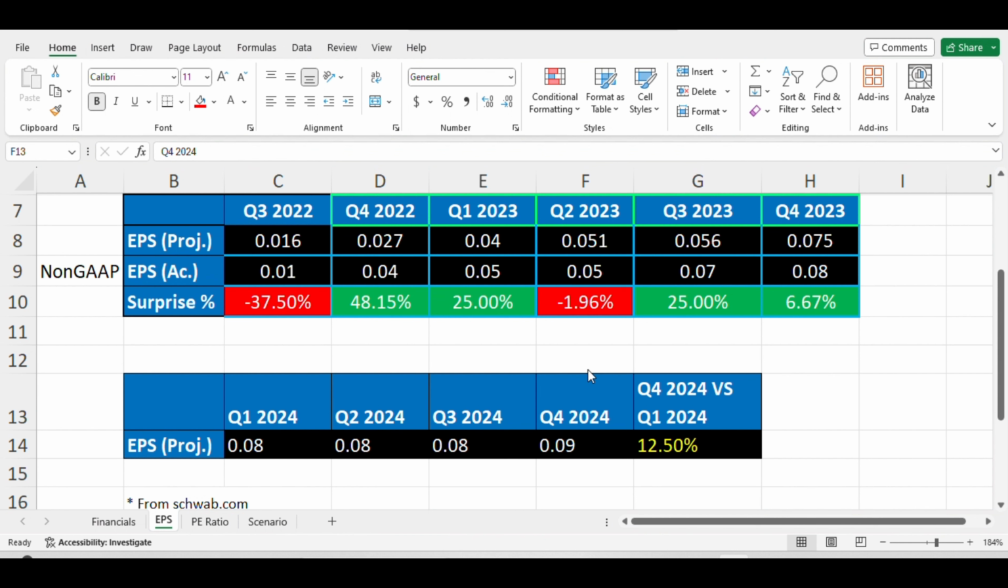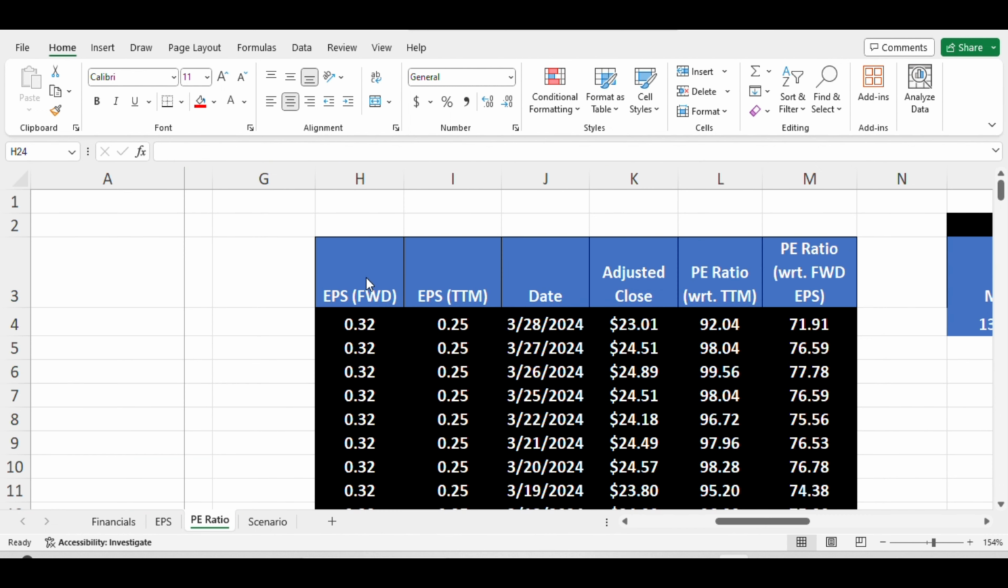Now let's talk about the most important thing, that is the forward PE ratio, and try to do a min-max price projection for Palantir. So I have this table listed here. This has the EPS forward and EPS trailing 12 months. The EPS forward is this quarter's actual earnings plus the next 3 quarters' earnings projection. And EPS TTM is this quarter's actual earnings plus the last 3 quarters' actual earnings.